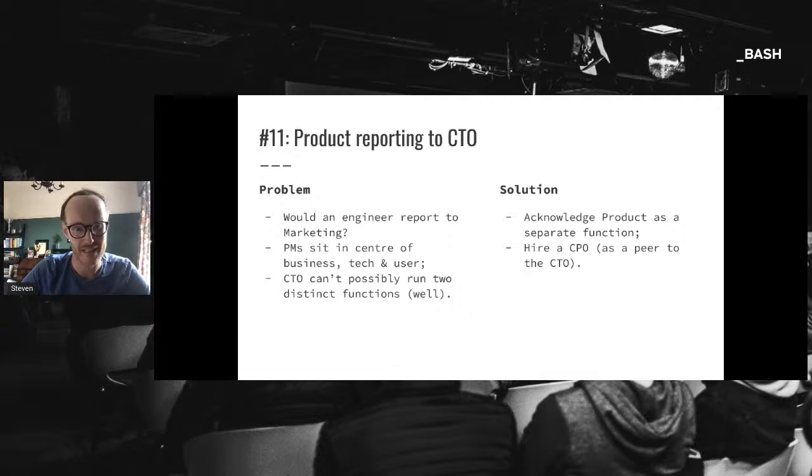PMs tend to sit in that sort of center of, as Emma said, the technology, the business, and the user. By reporting to an engineering function, it creates an impression of bias against the business and the user. Regardless of whether that's true, that's the impression that it puts out, at least internally. On a more practical level, the CTO just can't possibly keep up with all the duties of both the engineering and a product function.